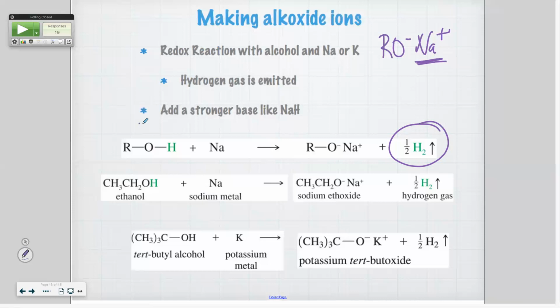The other option is to add a stronger base, like sodium hydride. The H minus will pull off the H plus and make the sodium salt. That is not a redox reaction. Only the first one is redox.